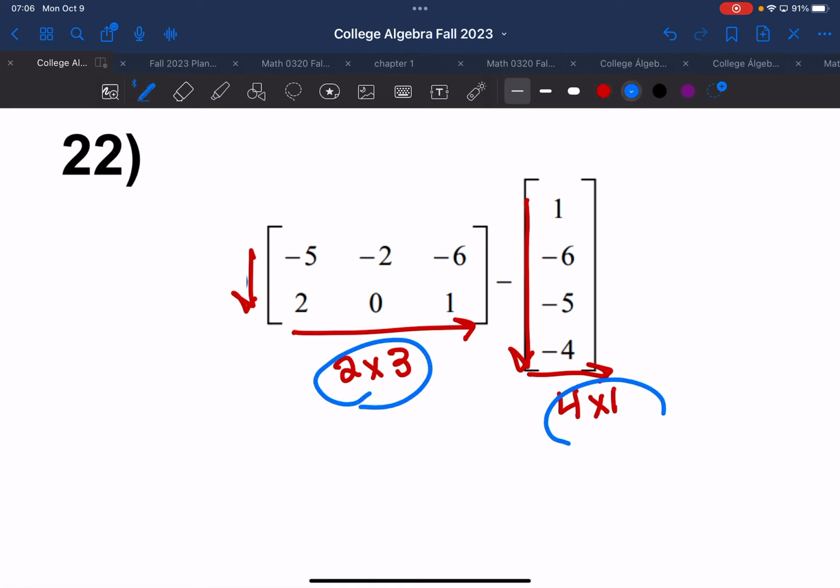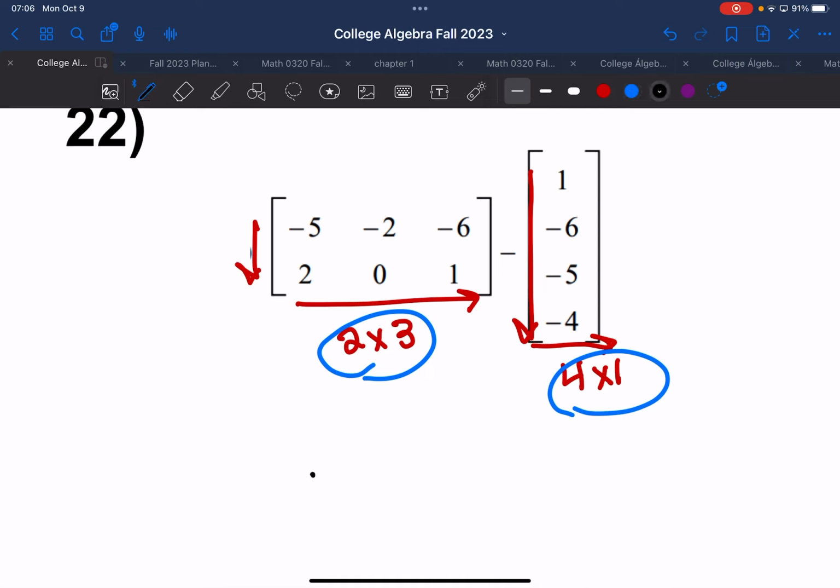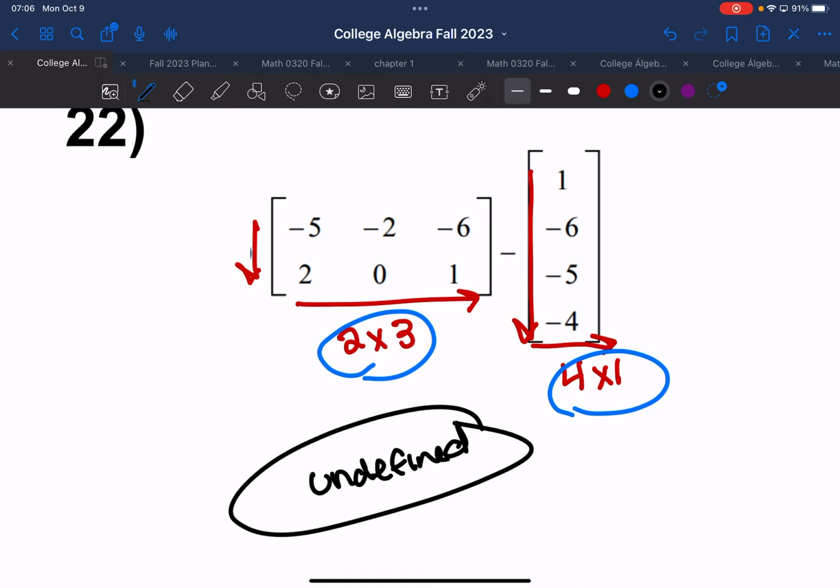These have to match in order to add or subtract. So since they don't match, we would consider this to be undefined. And that's all you would show me for your work, is that you labeled the dimensions of each. You notice that they are different, so we cannot subtract, so it's undefined.